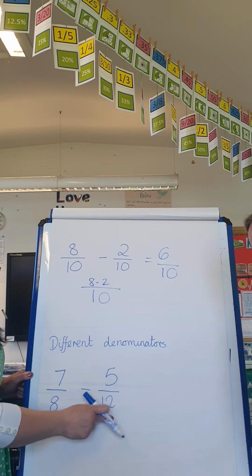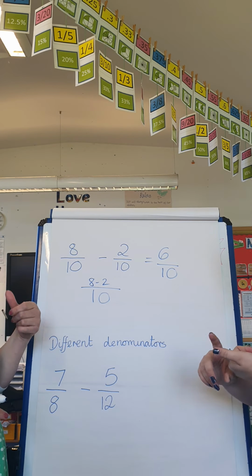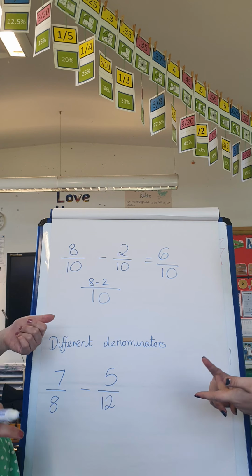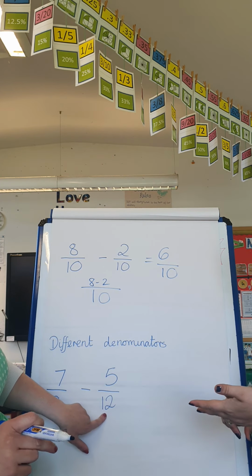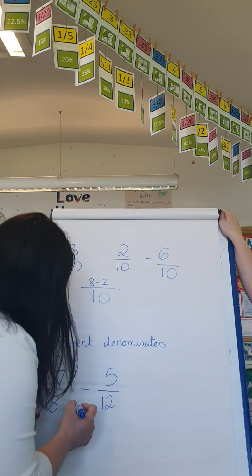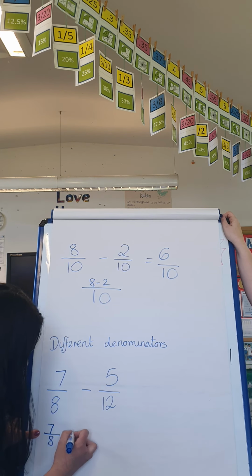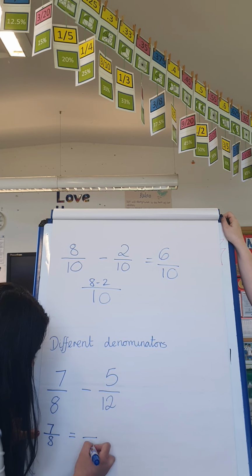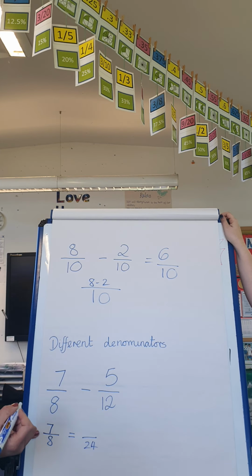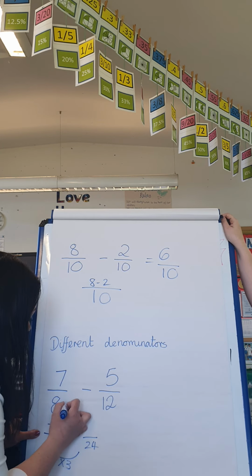So you've got to make the denominators the same again. So what goes into 8 and 12? I like to go through my times tables. So 8, 16, 24. I know that that's 24 too, because I timesed that by 2. So what we need to do is make that into 24. What do I need to do to the 8 to make it into 24? You need to times it by 3. Whatever I do to the denominator, I must do to the numerator.